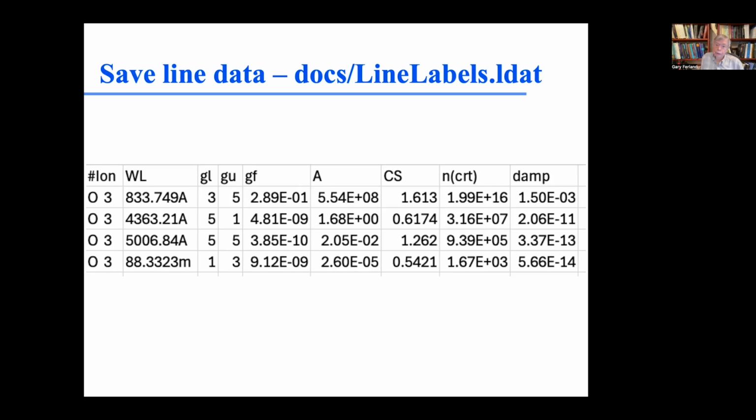Then we'll set up a simulation that's going to vary the density over 20 orders of magnitude and see how these lines change. I'll see you then.